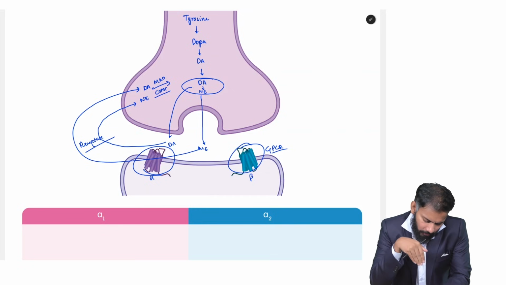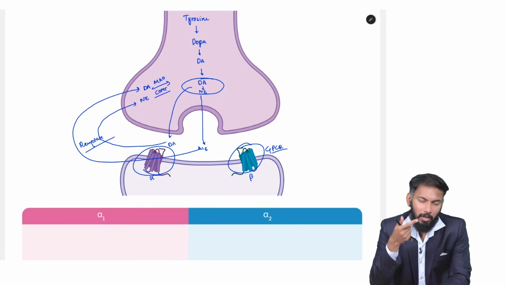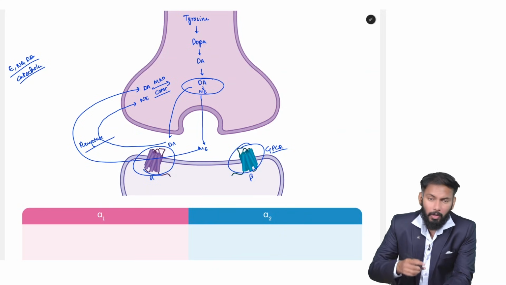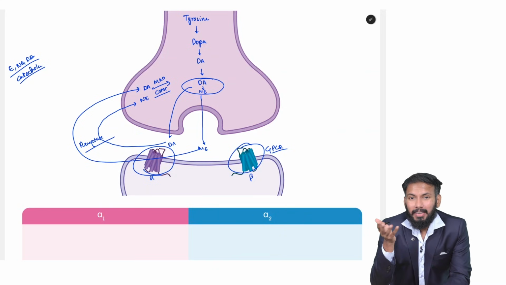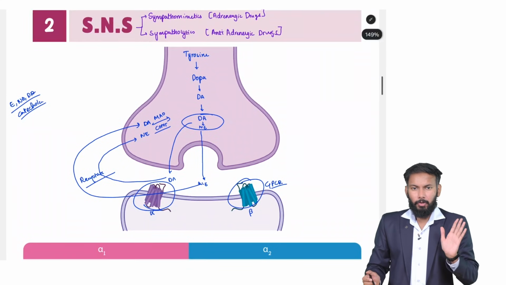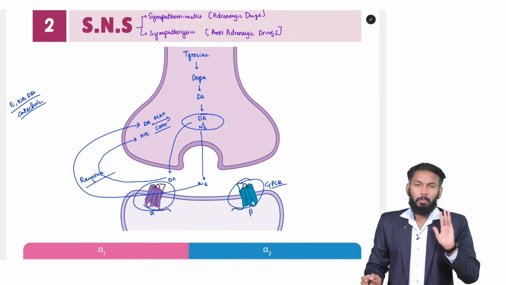Yes. Why? Because all of these are monoamines. Dopamine is a monoamine, norepinephrine is a monoamine. Now, epinephrine, norepinephrine, dopamine together are known as catecholamines. That is why we say catechol O-methyltransferase. That's all. Now, if you understood the neurotransmitter and how it is produced, now we will see the receptors.